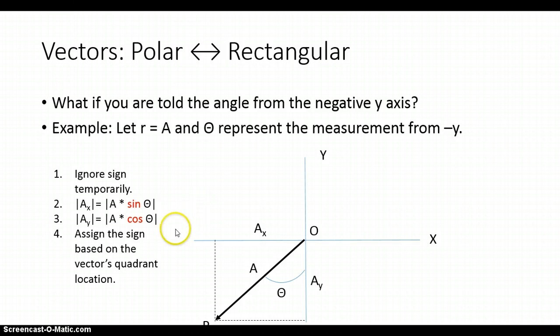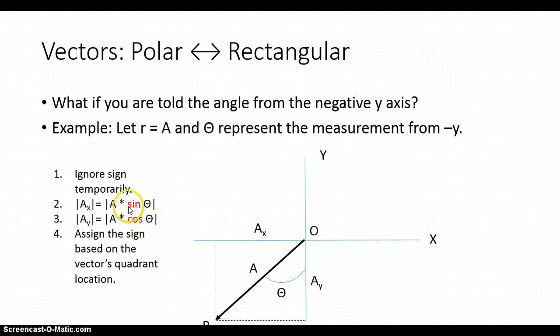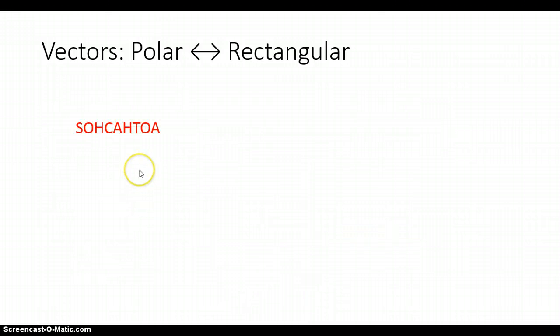So what that means then is that since we're in quadrant number 3 here, after we've already done this, we're going to put a minus sign onto both our x and y components, because both components are going to be negative if the vector is in this quadrant. Okay, so now why is that? Well, we have to go back to good old SOHCAHTOA, to understand why this was actually changed. All right, SOHCAHTOA.